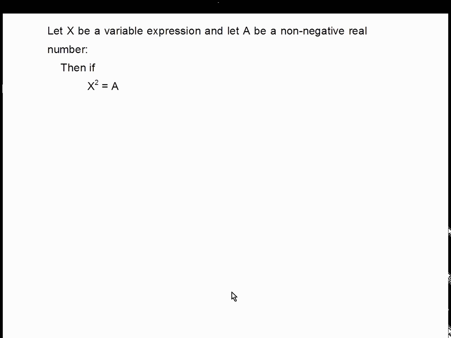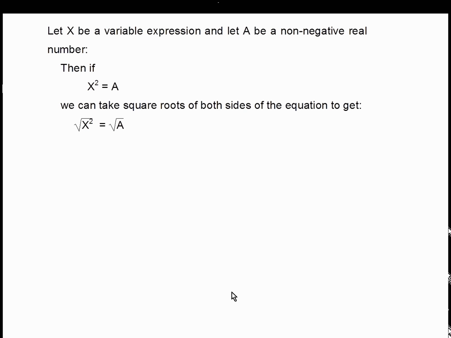Then, if capital X squared equals a, so you've got something squared equals a number, we can take square roots of both sides of the equation to get this. The square root of X squared is equal to the square root of a. Simplifying gives us two answers. Capital X is plus or minus the square root of a. Because after all, think about it. 4 and negative 4 will square to give you 16. 5 and negative 5 will square to give you 25. So don't forget the plus or minus. You have to physically remember to put the plus or minus.